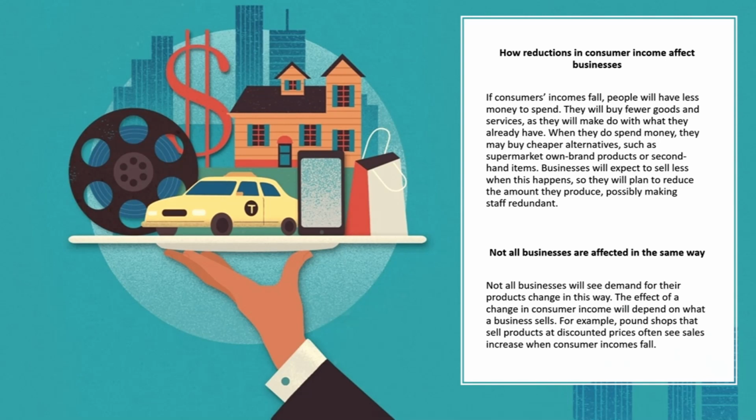So, not all businesses will see demand for their products change in this way. The effect of a change in consumer income will depend on what a business sells. For example, pound shops that sell products at discounted prices often see sales increase when consumer incomes fall.